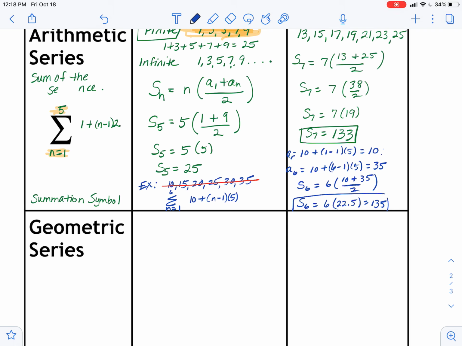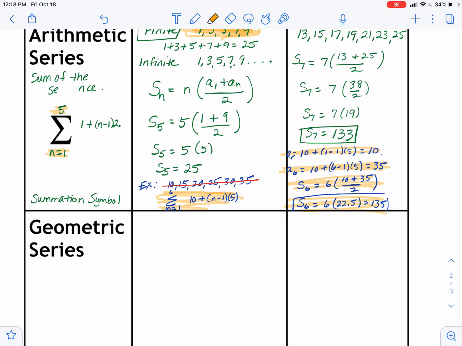So again, what you would be given for this problem would be just this right here. You would find your 10 and your 35 from the formula, and then you're going to put it into your summation or your sum formula and get your answer. So that would be the whole problem, okay?